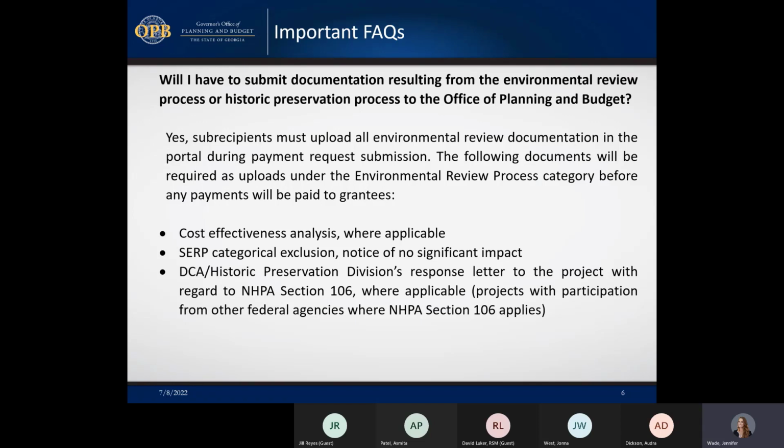Subrecipients must upload all environmental review documentation in the portal during the payment request submission. The following documents will be required as uploads under the environmental review process category before any payments will be paid to grantees. This includes cost effectiveness analysis where this is applicable, SERP categorical exclusion, notice of no significant impact, or DCA Historical Preservation Division's response letter to the project with regard to NHPA Section 106, only where applicable though, right? Those projects with participation from other federal agencies or other federal funding that have those stipulations.